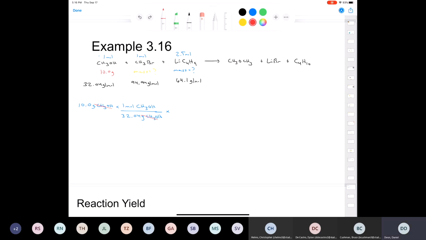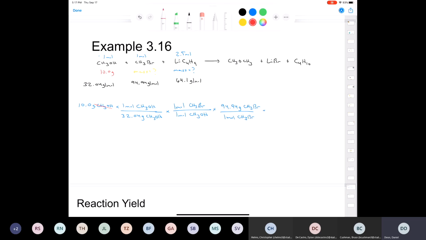Yeah, exactly. Tyler says from the balanced equation. Couldn't agree more, right? And I know that when I use up one, I'll go back to blue here. When I use up 1 mole of methanol, I also use up 1 mole of methyl bromide. And I want to figure out the mass of methyl bromide, so I'm going to use the molar mass of methyl bromide, which is 94.94 grams of methyl bromide in 1 mole of methyl bromide, like that.